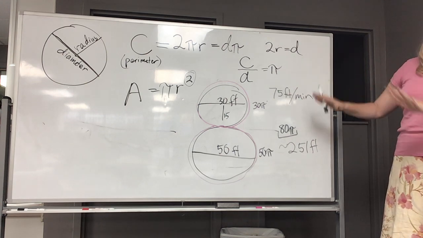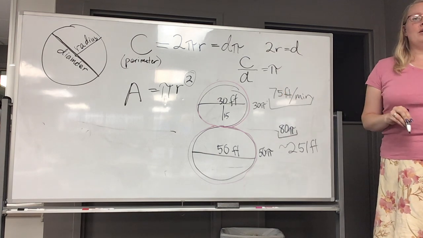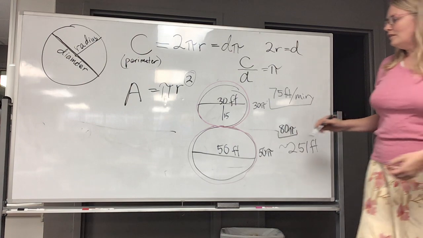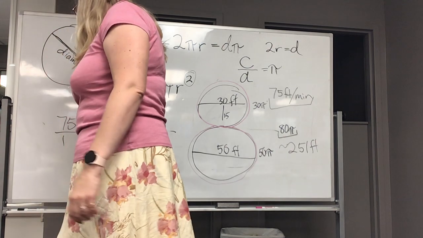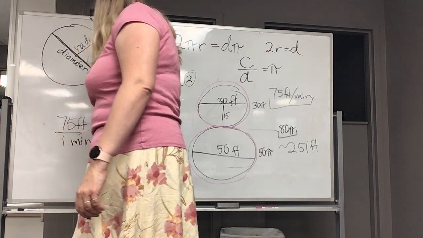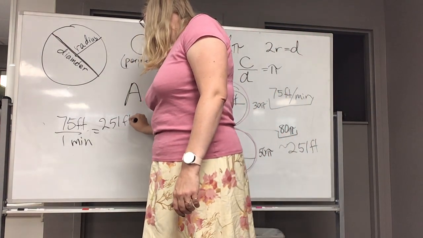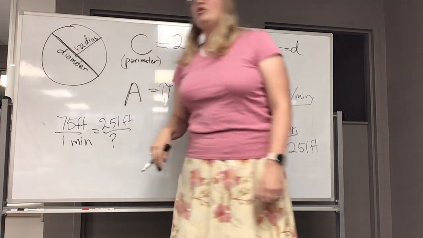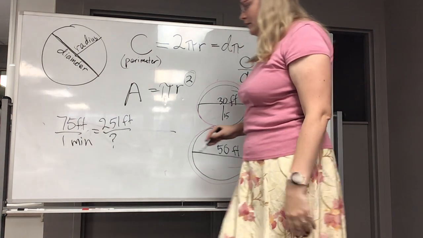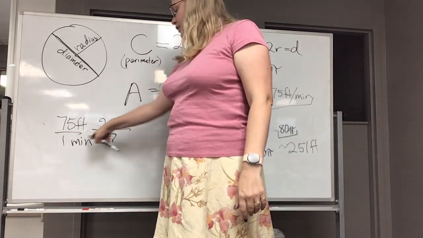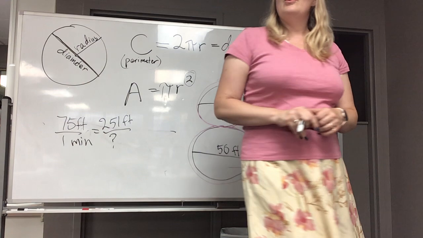If you can just see that, great. If you have trouble with rates of any type, per means divide. And so this is saying that 75 feet divided by 1 minute is going to equal our 251 feet divided by what we're trying to figure out, minutes. And so, setting up the cross multiply, we end up with 251 because 251 times 1 is still 251, and then divide by 75. What do we get?